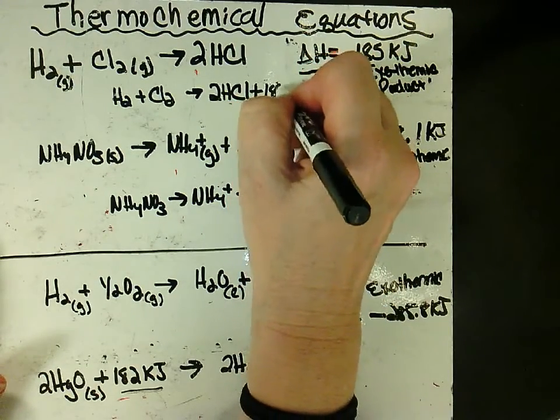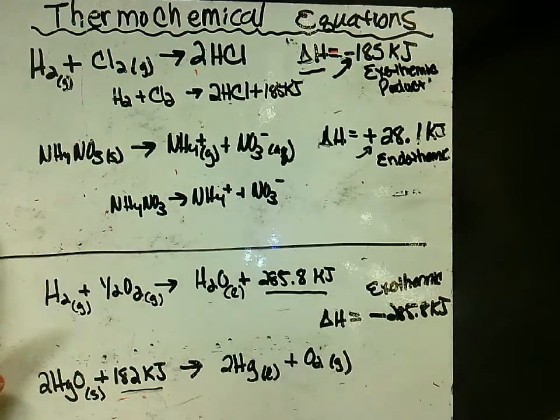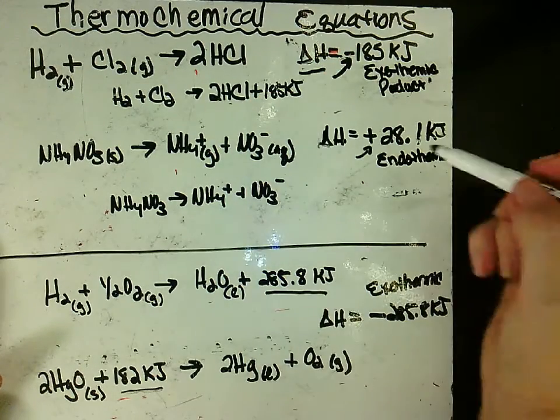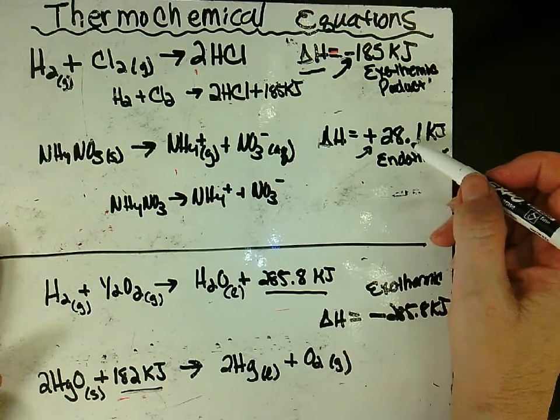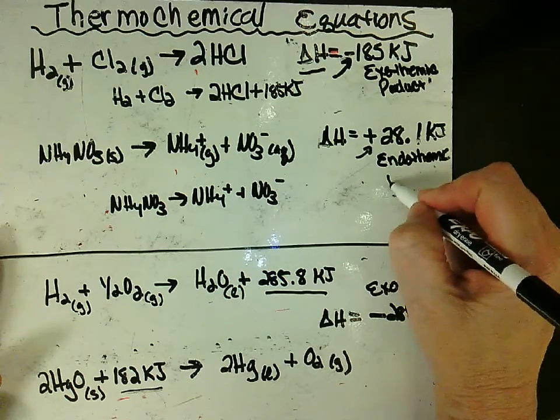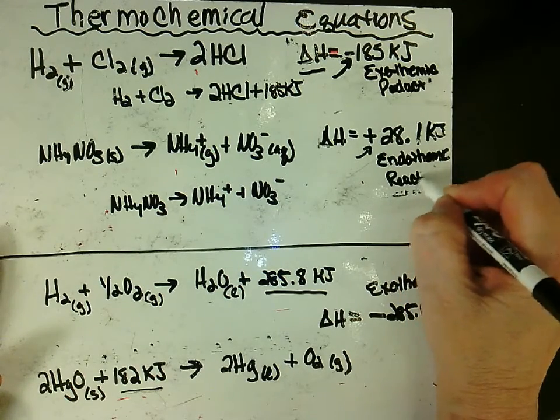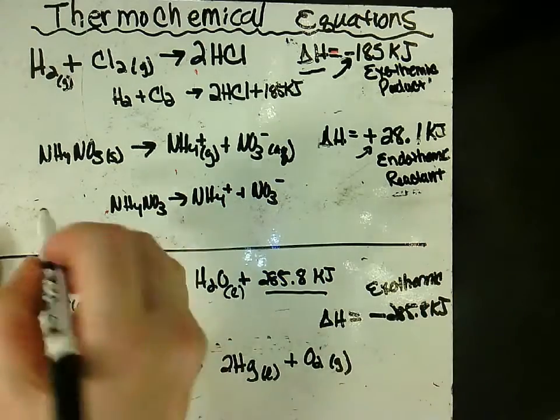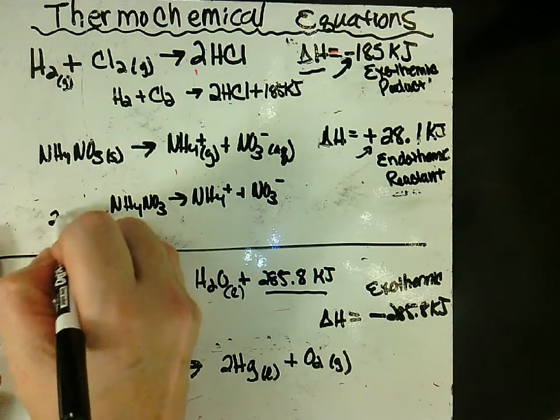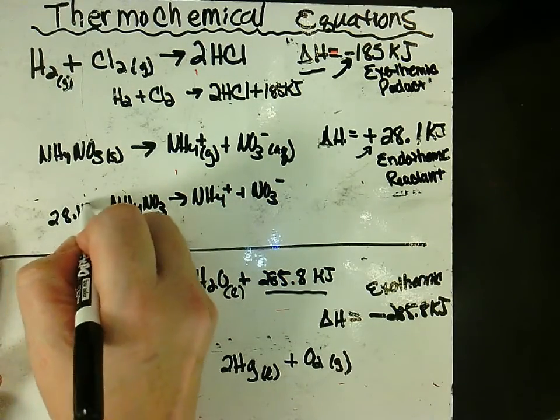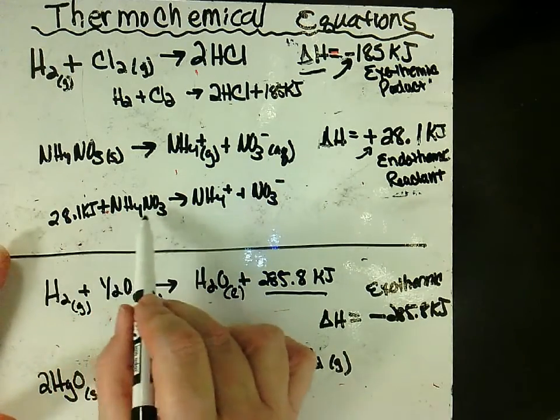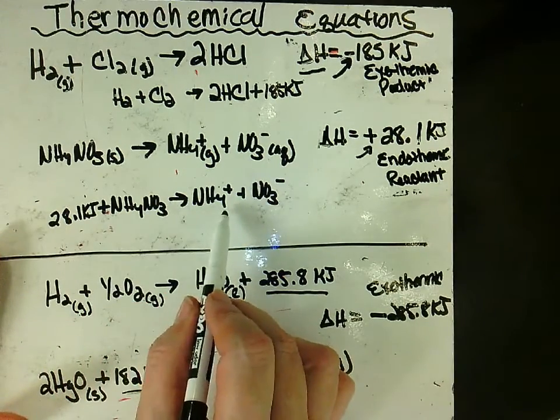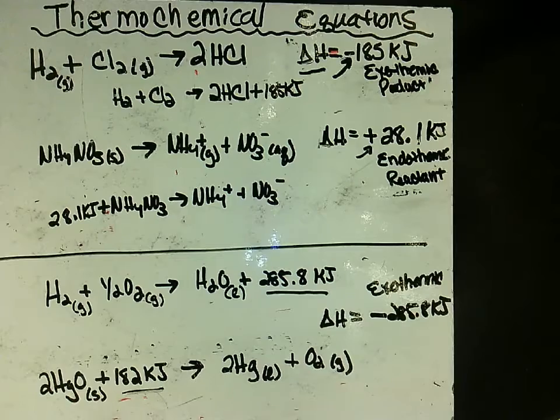Positive 185 kilojoules, okay? On the other hand, if it's endothermic, I need to add it to the system to get the reaction going, so it is going to be a reactant. And so I would put it to start: 28.1 kilojoules is added to this reactant, so it acts like a reactant to make ammonium and nitrate ions.